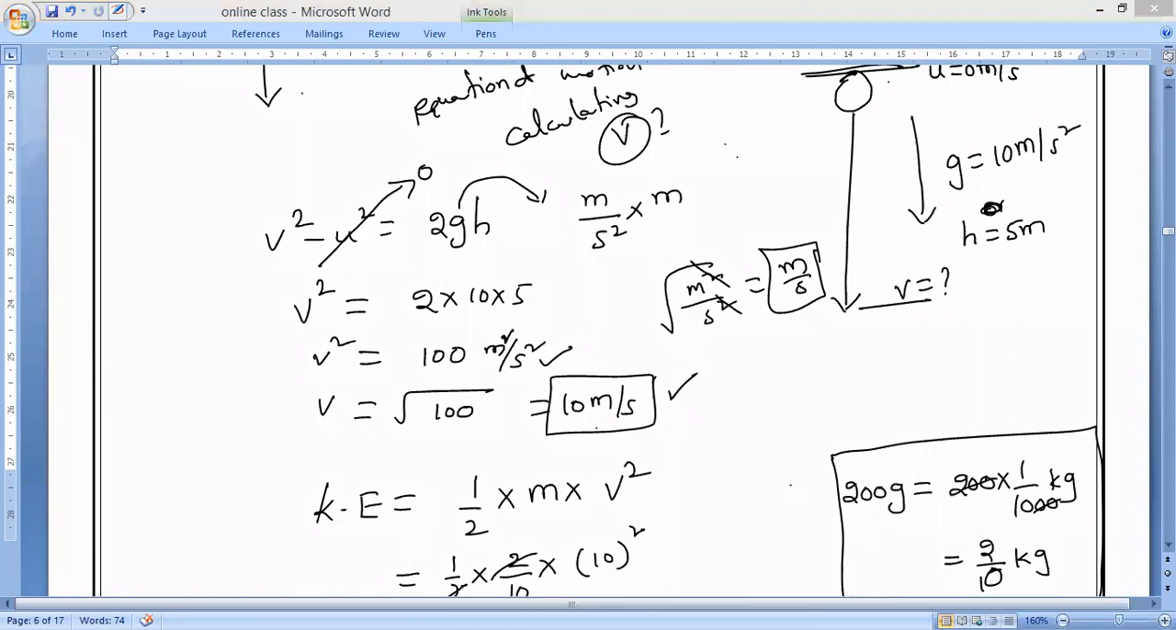Next. Shall we go to the next question, guys? Yes, sir. Find the momentum of a body of mass.